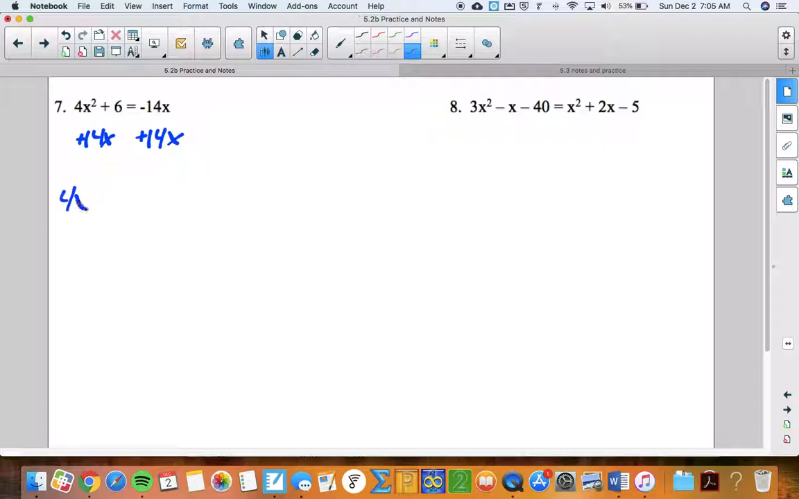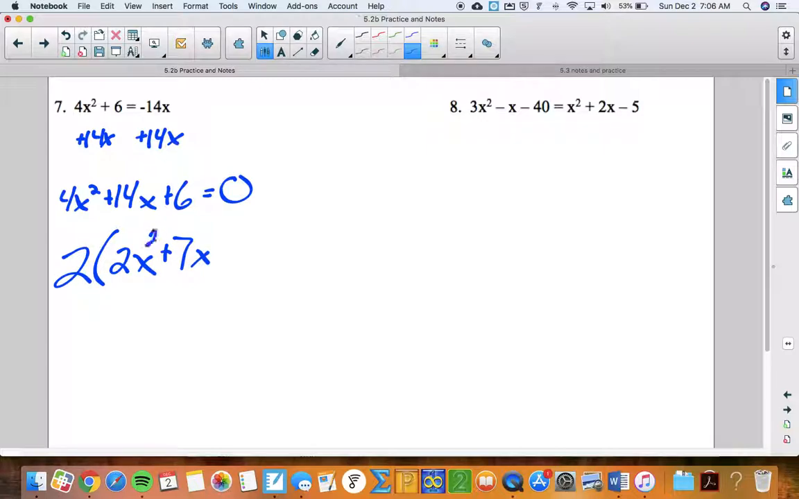We get 4x squared plus 14x plus 6 equals 0. Look at all those even numbers, folks. I can factor a 2 out of there. So I get 2x squared plus 7x plus 3 equals 0. So we're going to make a diamond on this one. Numbers that multiply to 6, that's 2 times 3, plus 7. We get 6 and 1.